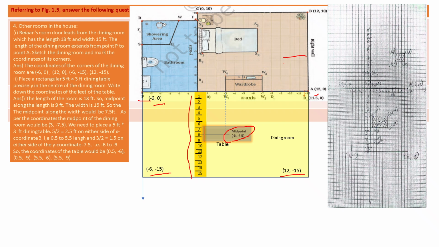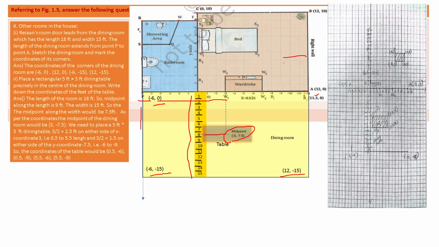So the coordinates of the midpoint will be (3, -7.5). How do we calculate 3? It is 9 units from the left wall. This is the left wall, so the coordinate of this is (-6, 0). So from here 9 units will reach x coordinate 3. Similarly, we need to find the y coordinate. Half of it is 7.5, meaning it will reach till this point. This is the midpoint of the room.